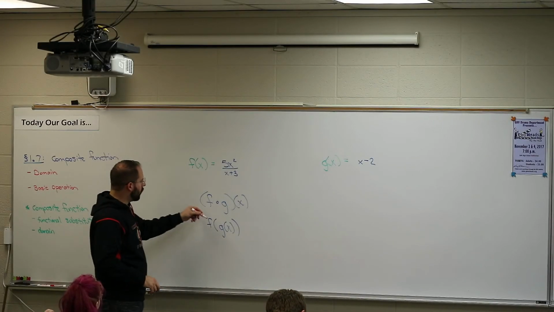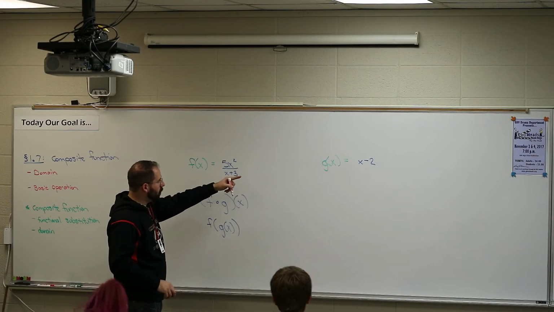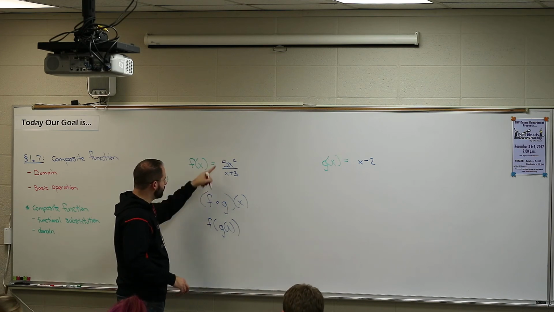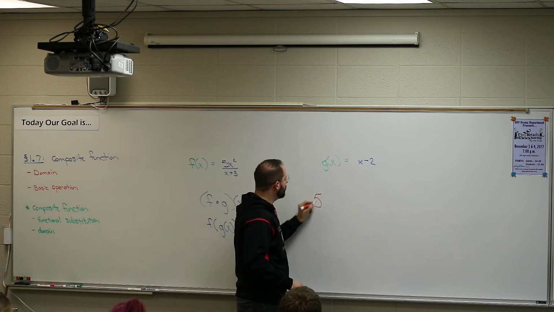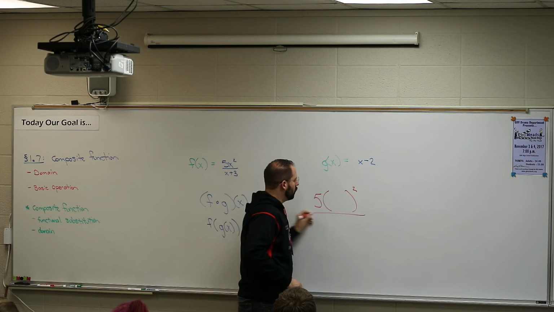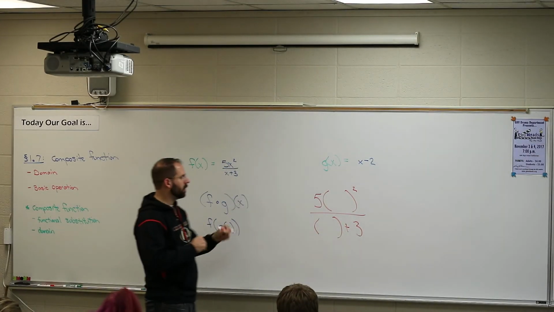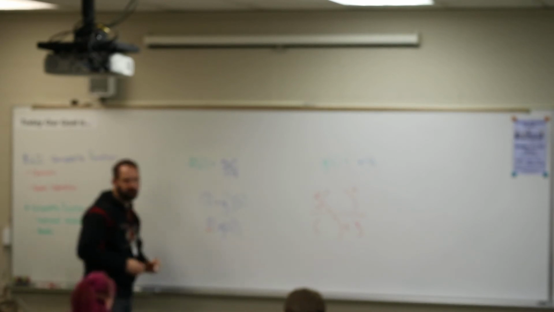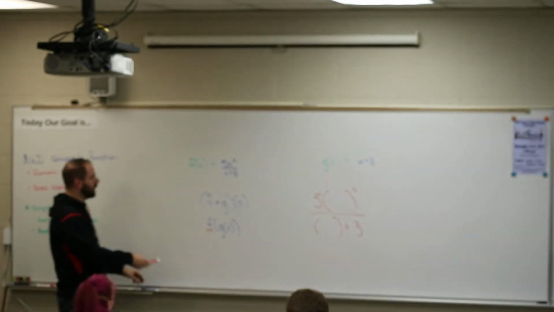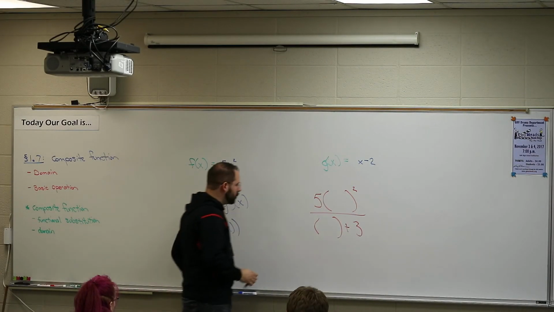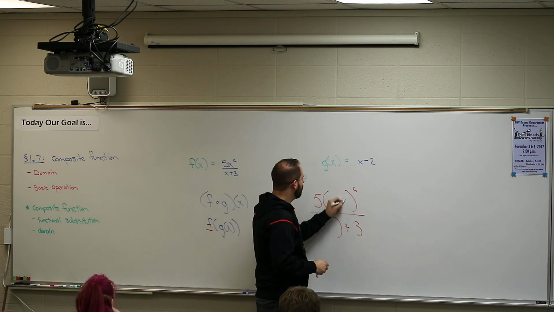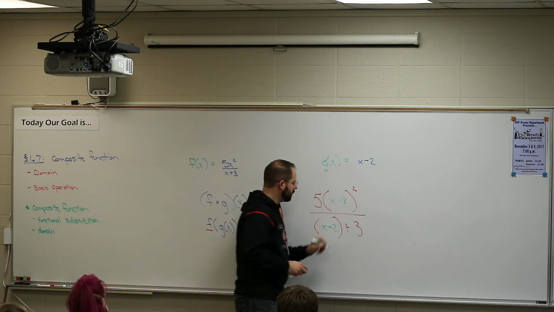Okay, so if we're going this, the g function is the one I'm plugging in, and f is the main one. So I'm going to write the f function down with none of the x's on it. I'm going to take out all the x's on the original function, because this is my main function. Now the thing I'm plugging in is g. So g is going to go here and here. It's going in two different spots.